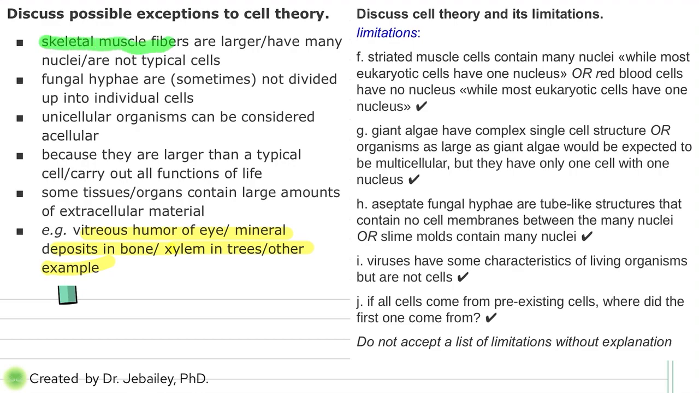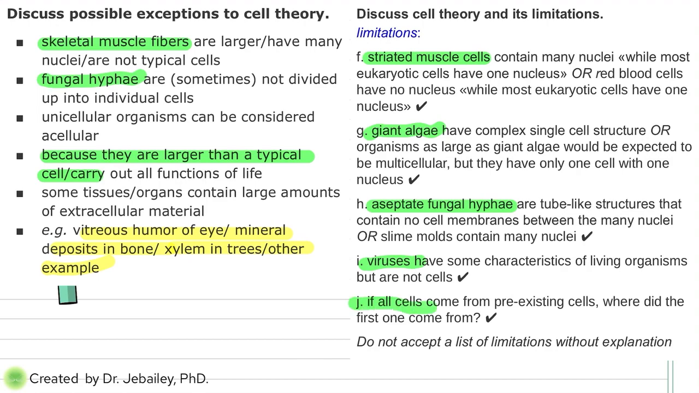They're always talking about the striated muscles. They are always talking about the hyphae, the fungal. They're always talking about the giant algae, saying that they're larger than the typical cell. These 3 are always mentioned. And then you can do the additional stuff, which you can mention about the virus. You can mention that we don't know what the first cell was.